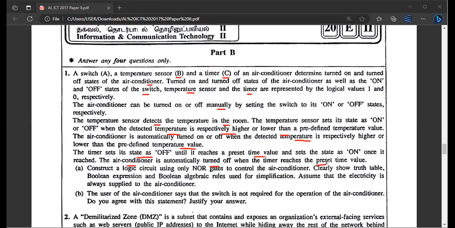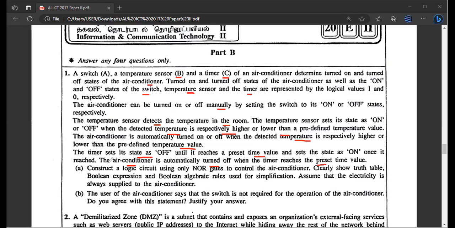So if the timer is 1, then the air conditioner will get automatically turned off, right? Maybe sometimes the temperature sensor has detected the respective temperature is higher than the predefined value. But if the timer is 1, then the air conditioner is automatically turned off. Okay.